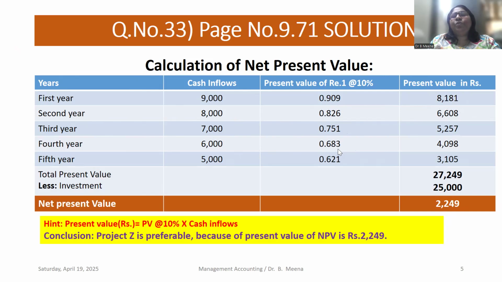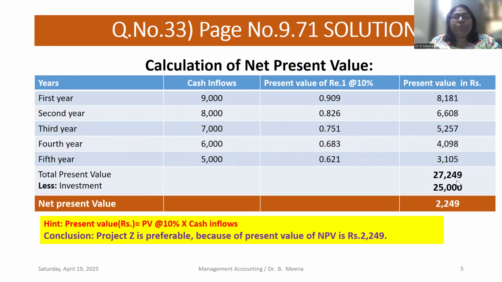6,000 into 0.683, I get 4,090. Likewise, I multiply the cash inflows of each and every year with the present value of rupee 1 at 10%. I'll get the present value in rupees. So the total present value I'm getting is 27,249.